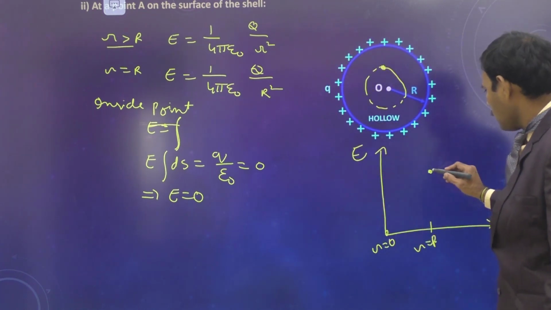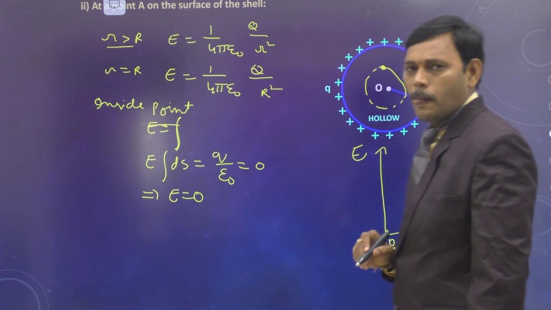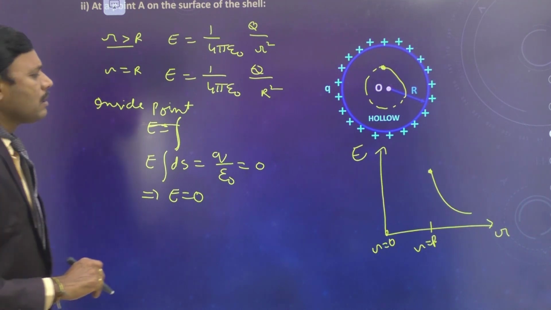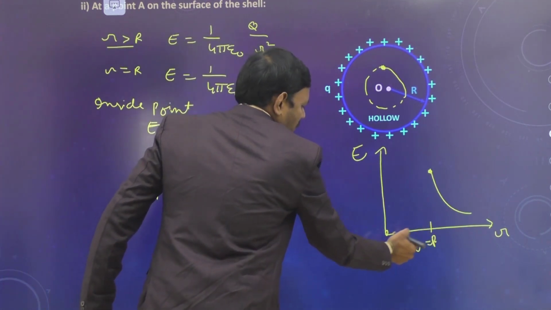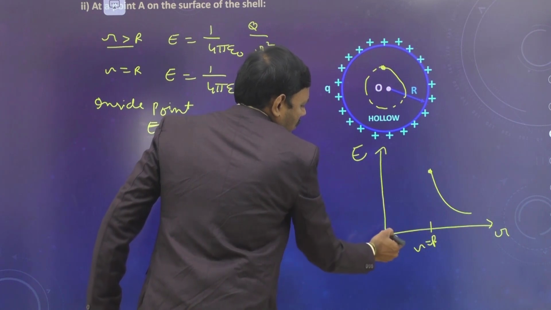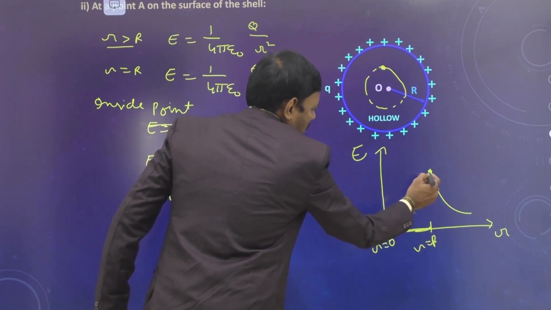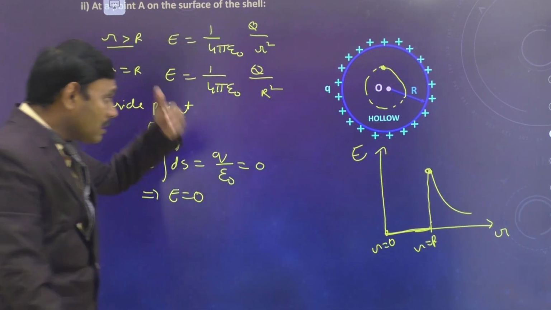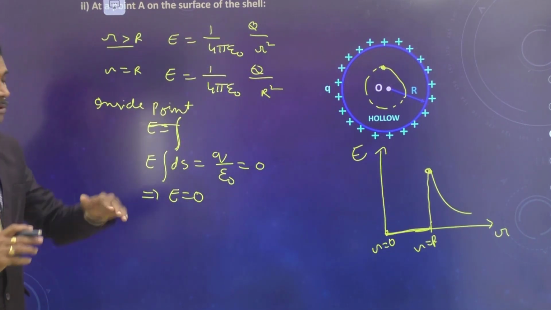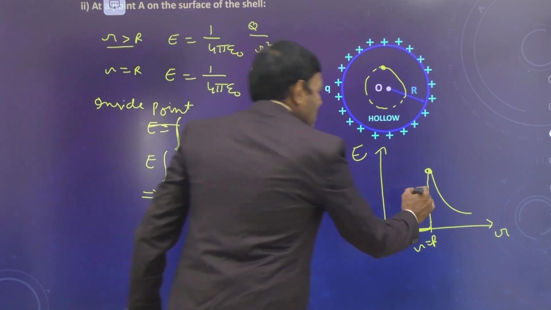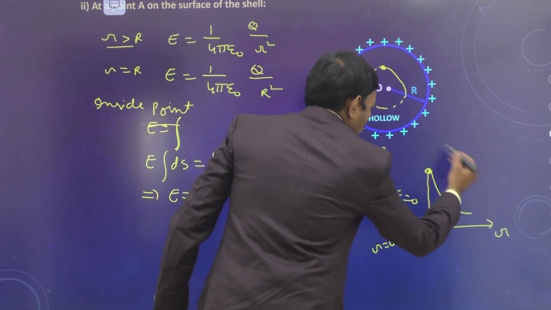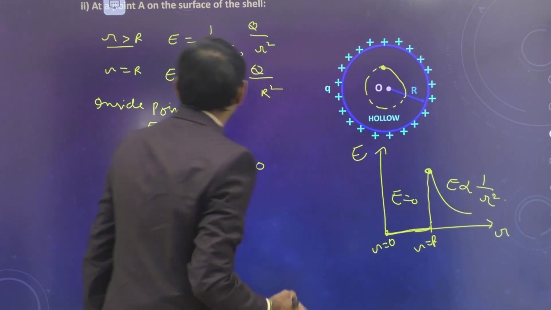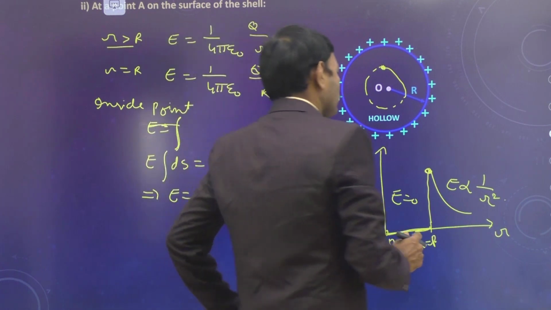For small r greater than capital R, the graph is like this. When small r is greater than capital R, it is inversely proportional to r square. So from the center up to the surface, there is no electric field. The y coordinate is 0, and it starts at the surface, and beyond the surface of the shell, at outside points, E is proportional to 1 by r square. In this region inside, E is 0. This is for the hollow spherical shell.